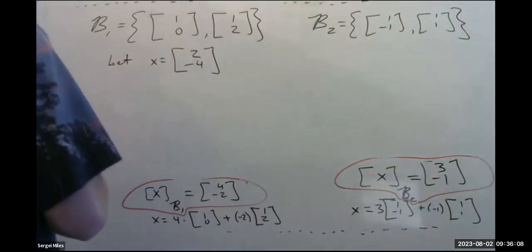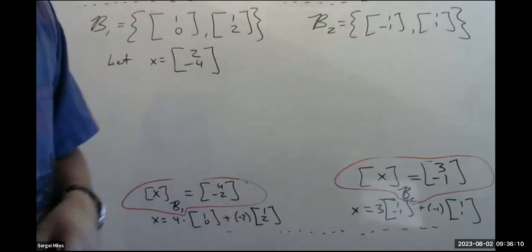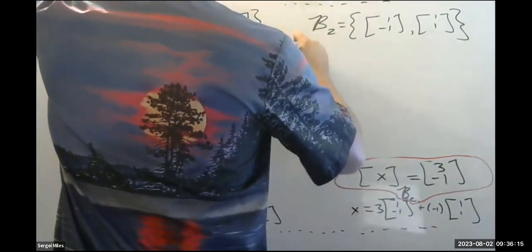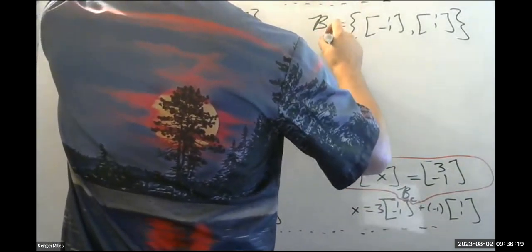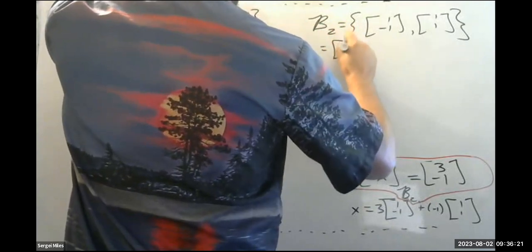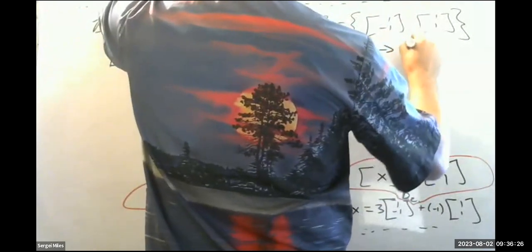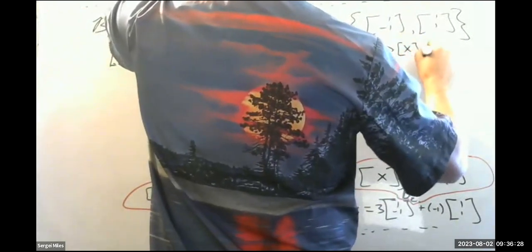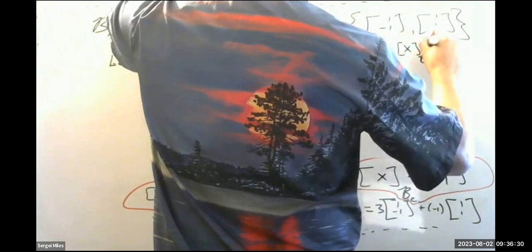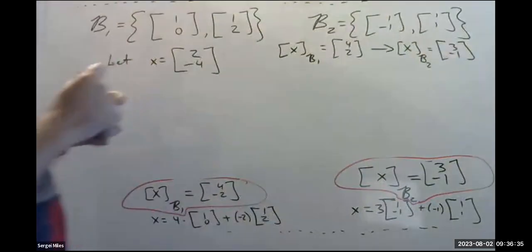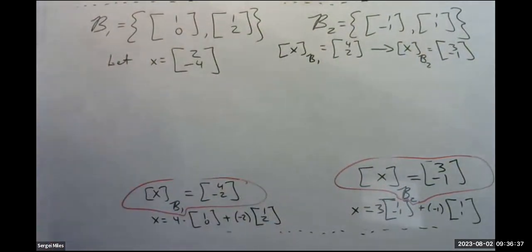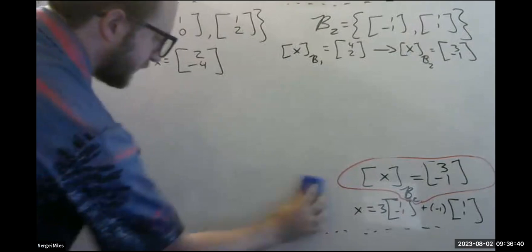All right, and I'm going to write these up here. We're going to need them later because this is how we're going to know if our solution works. I want to change the B1 coordinate vector of x, I want to somehow change it into the B2 coordinate vector of x, which is 3, -1. Okay, so I put that off to the side. Let me erase this, make some space.